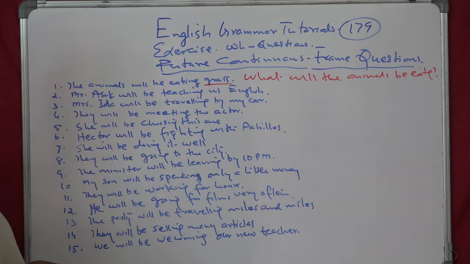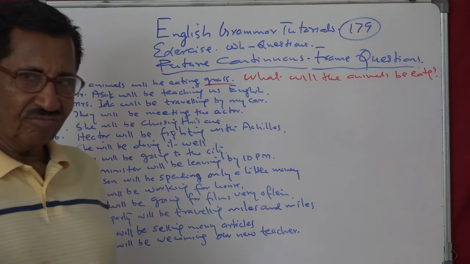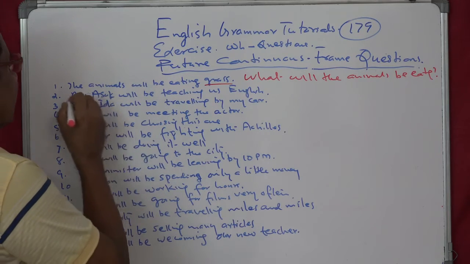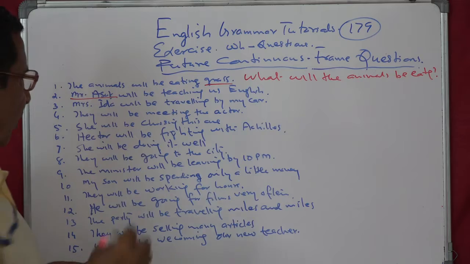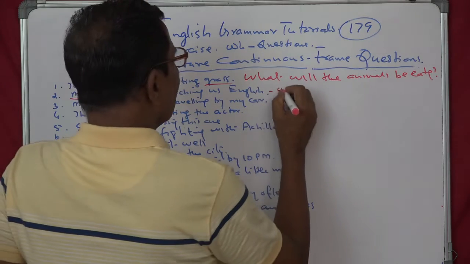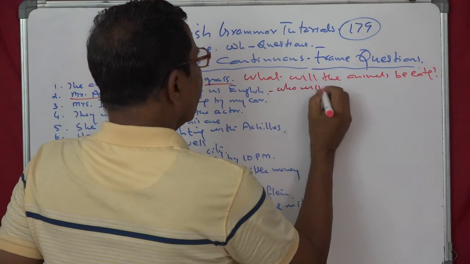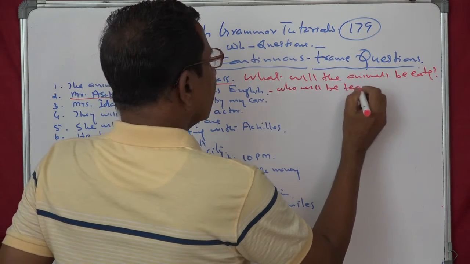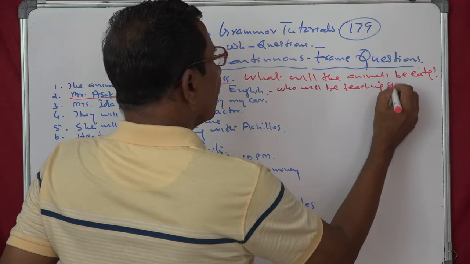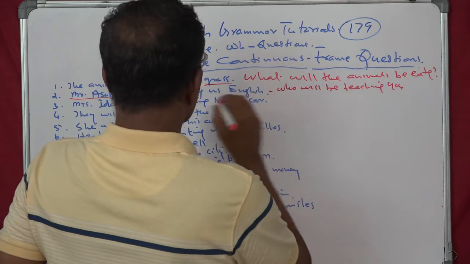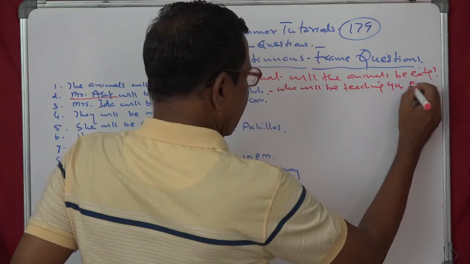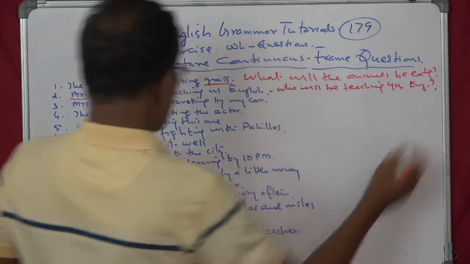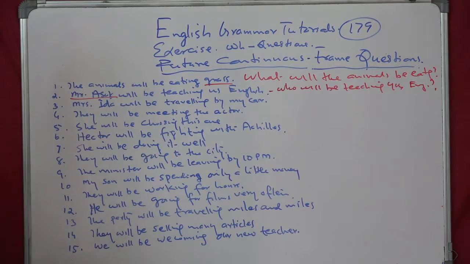Mr. Ashok will be teaching us English. You want to get the answer Ashok. So the question word is who? Who will be teaching us English? Who will be teaching you English? Isn't it? Question mark.